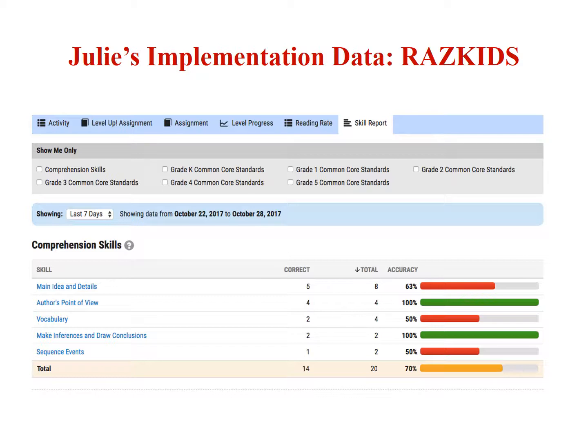In RASKids, Julie assigns the level of books she wants her students to read, and then they read the books and answer comprehension questions on them. The program breaks apart the assessment and provides a report to show skill areas the student is successful in and areas that need improvement. The data is very helpful for Julie because she can use it to create mini lessons and guided reading group lessons.